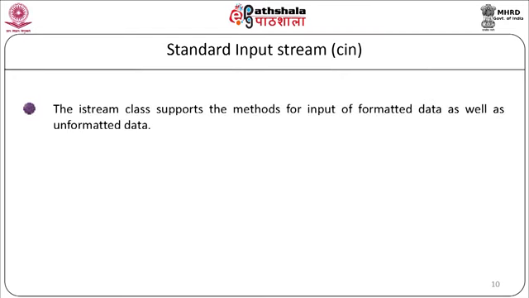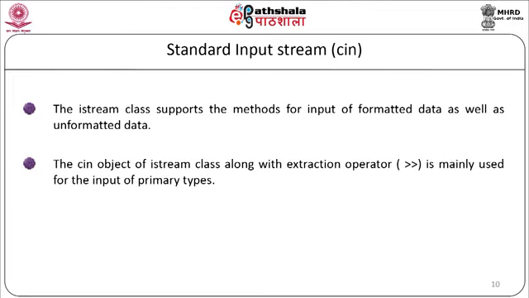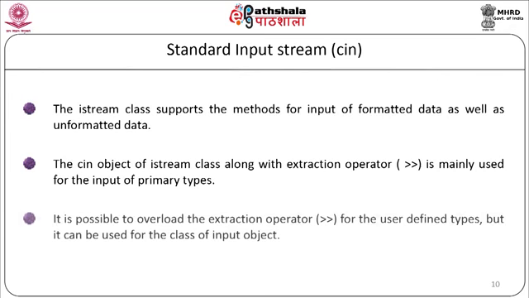The istream class supports the methods for input of formatted data as well as unformatted data. The cin object of istream class, along with the extraction operator, is mainly used for input of primary types. It is possible with the cin object to overload the extraction operator for user defined types, but it can be used for the class of input object.